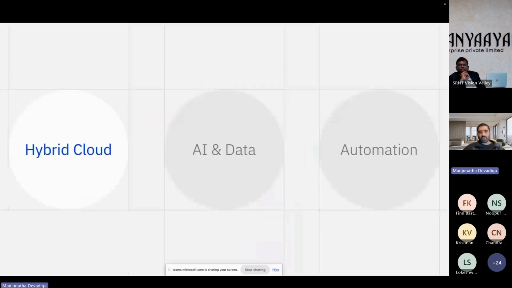Now, in today's context, in terms of innovation, there are three key pillars which are influencing that. One is hybrid cloud, which is a key influencer in any kind of modernization journey in any customer scenario. Artificial intelligence and data is a key concept for your innovation. Automation is another pillar which is very critical for innovation. So let's delve into each of these, spend some time around that, and understand how it has evolved.